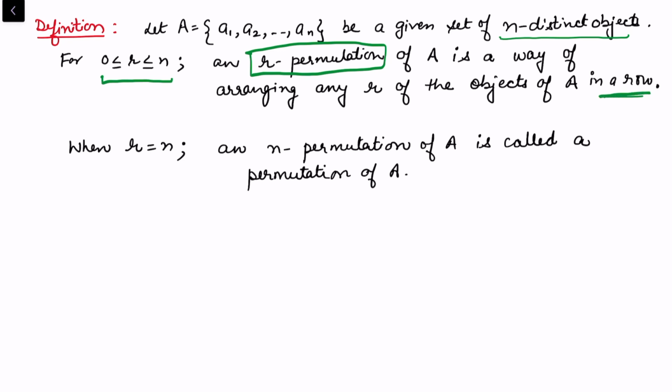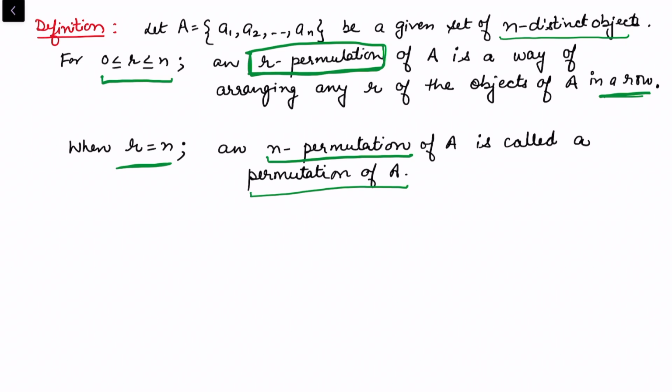That means we are considering which object is placed at the first position, which object is placed at the second position, and so on. Or we may say how many ways are possible for the first position, and then correspondingly how many objects we can place in the second position, and we continue up to the rth position, because we are considering R permutation. And if we consider R equal to n, noticing that in the set A we have n elements, then the n permutation is generally what we mean by simply calling it a permutation of A.